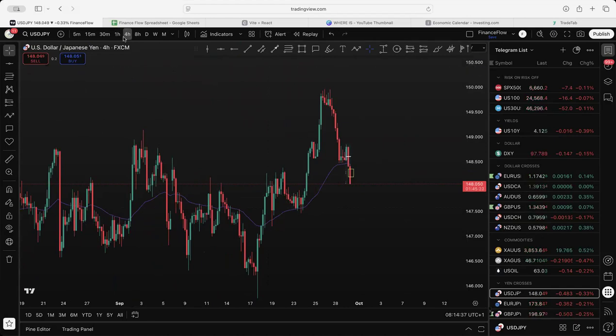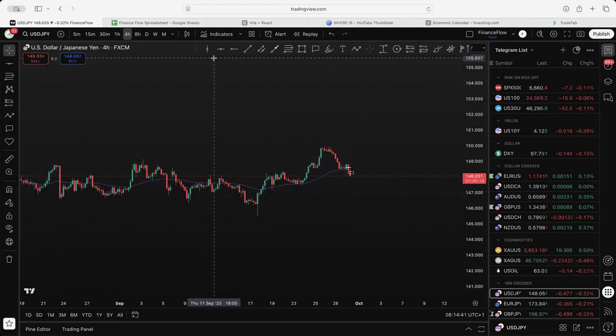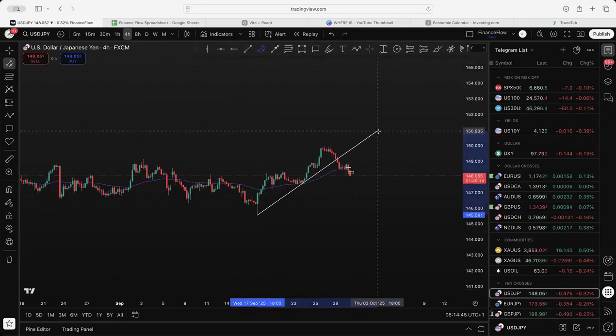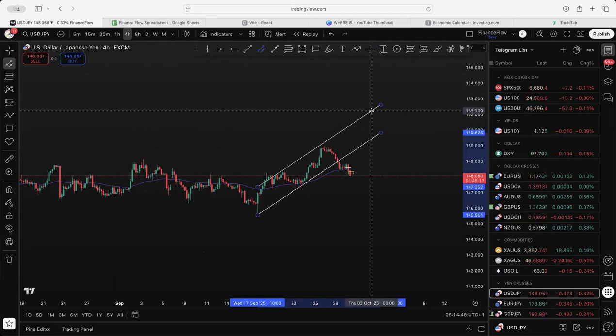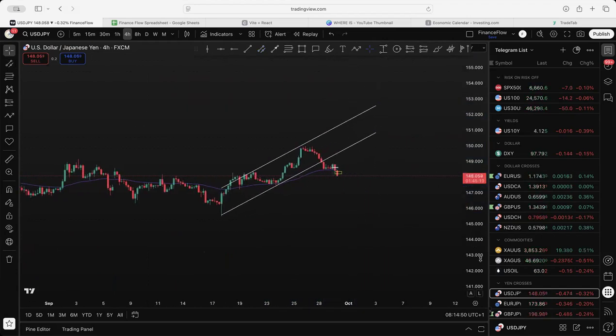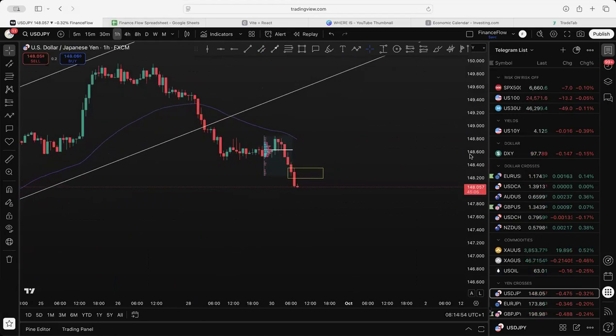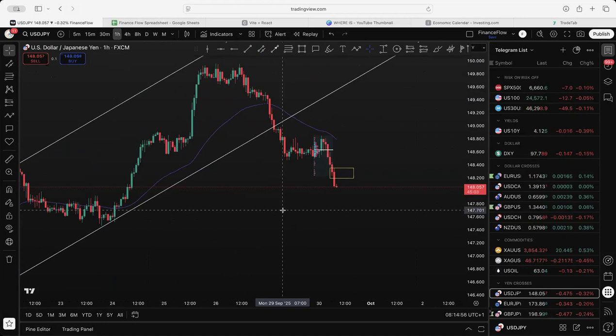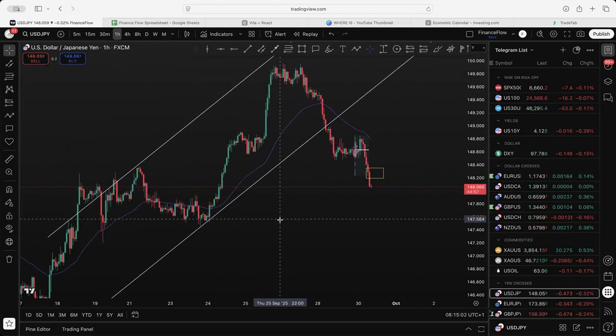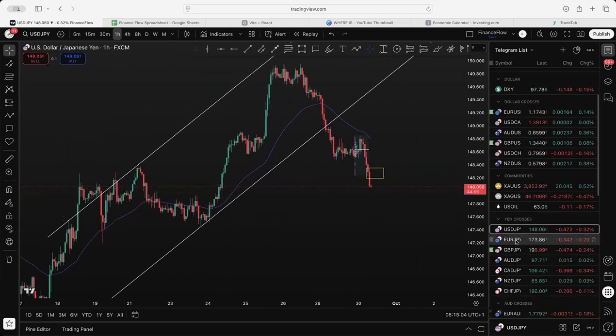The only thing we have to be aware of here, and obviously you can see here, if I was to draw you up a nice little channel, we have been trending to the upside. We've broken out, as you can see here, but we're just continuing. So I would be wary of this. We've also got a key level here at 148. That's one thing we need to be aware of. So let's have a look at some other yen pairs.